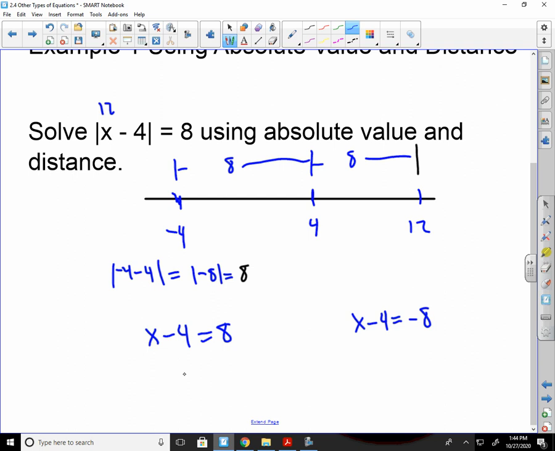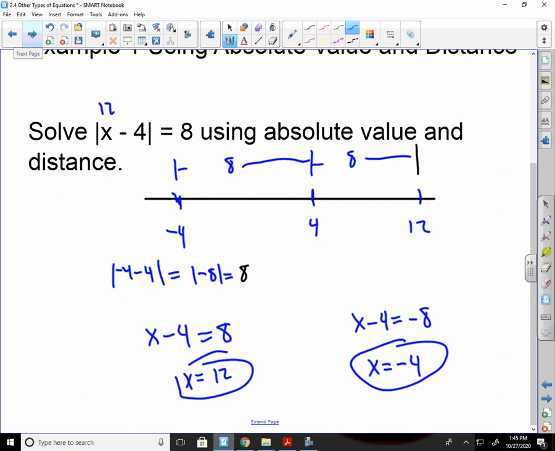Now if I add 4 to both sides, that gives me 12. If I add 4 here, it gives me negative 4. So I end up with x equals 12 and x equals negative 4. That's how we're going to solve all absolute value equations. Remove the absolute values, and there's going to be two solutions. One with the same as it is now, the other one using a negative solution.